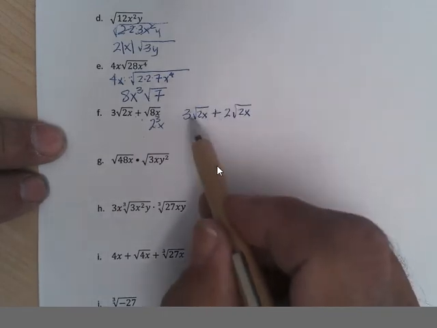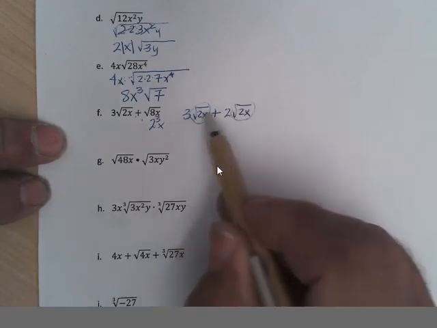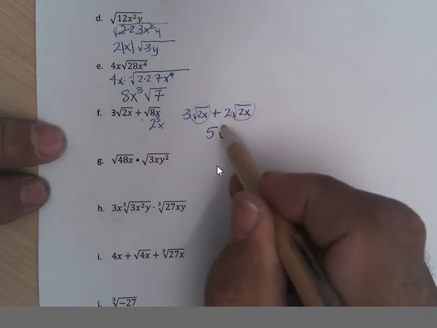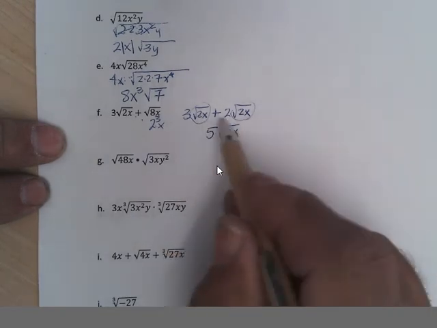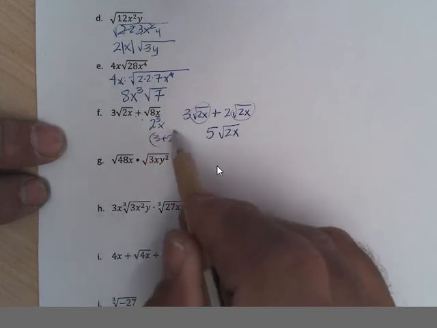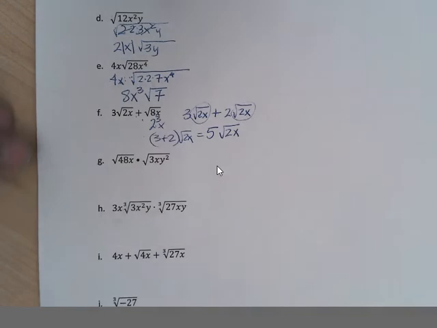And this happens to be identical to this, so we have 3 of these things plus 2 more of these things, so we have 5 of the square root of 2x's. You could factor it out and have 3 plus 2 times the square root of 2x, and then add them, and you get 5 square root of 2x.